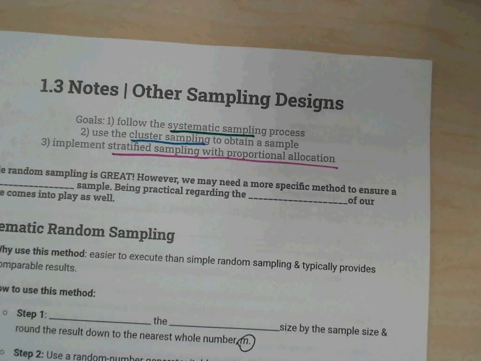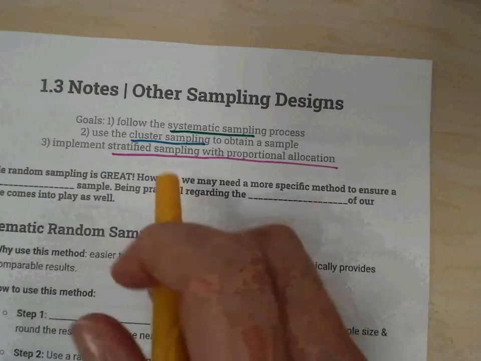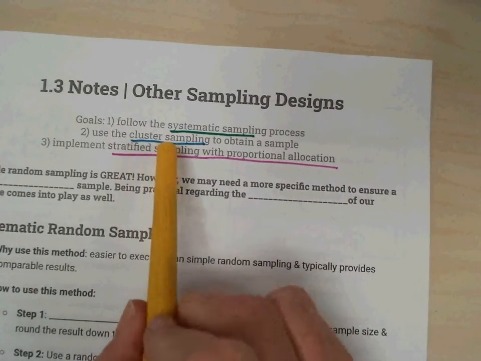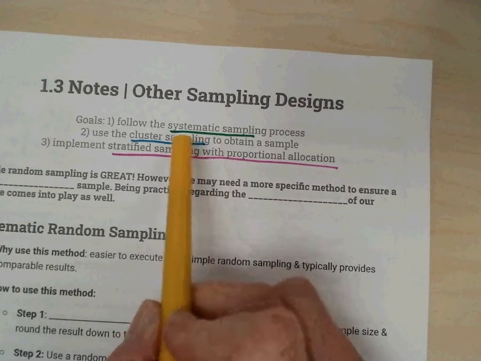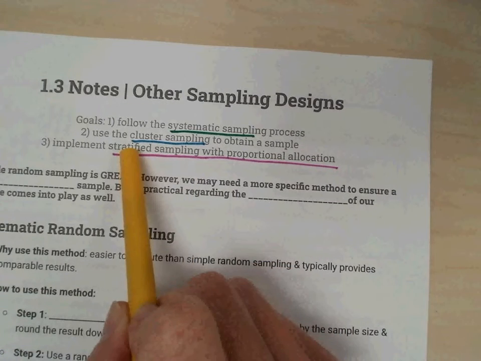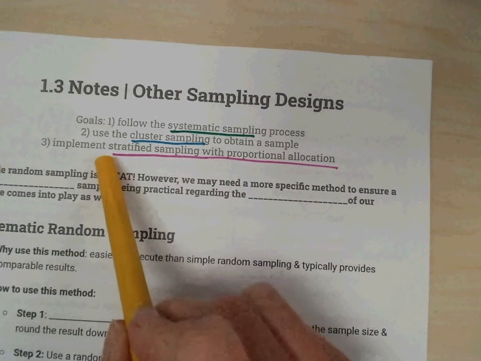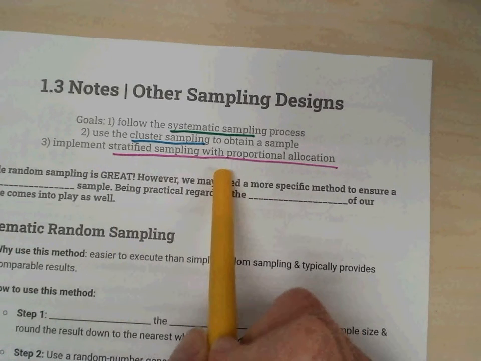All right, so these are notes for 1.3, other sampling designs. And we have 3 goals today. Follow the systematic sampling process, use the cluster sampling to obtain a sample, and implement stratified sampling with proportional allocation.